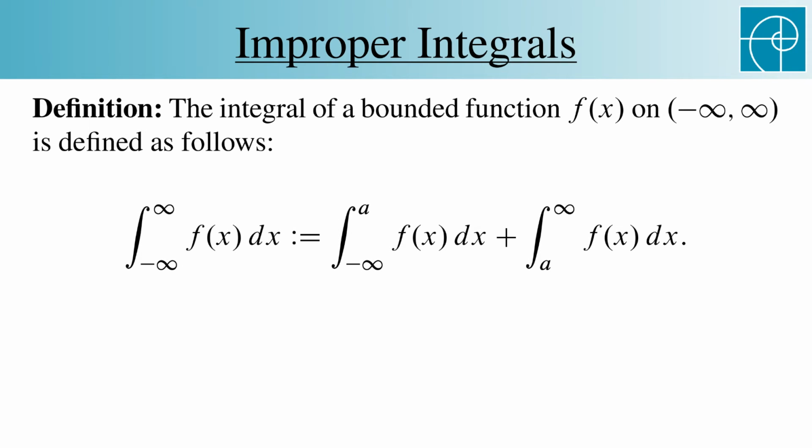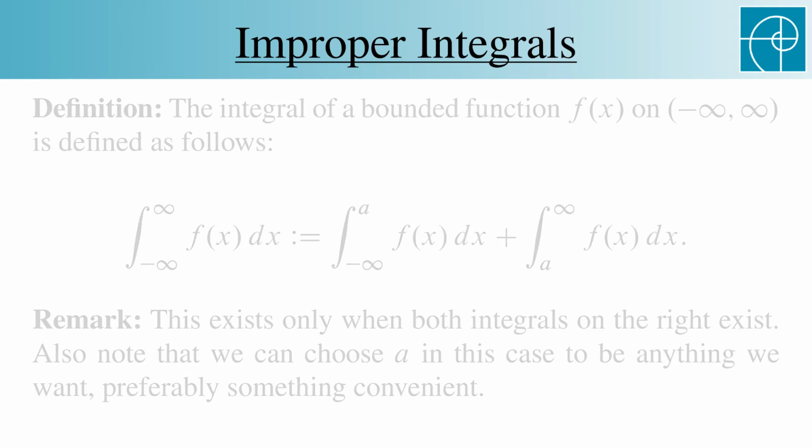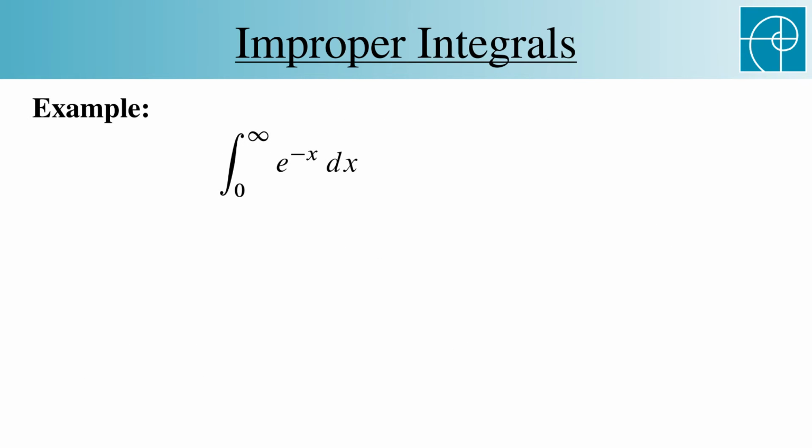Finally, we define the integral from negative infinity to infinity to be the sum of these two integrals. Note that this exists only when both of the integrals on the right exist. Also note that we can choose a in this case to be anything we want, preferably something convenient. Thus, returning to our example, the integral of e to the negative x from 0 to infinity is this limit, which, when we evaluate it, becomes 1.